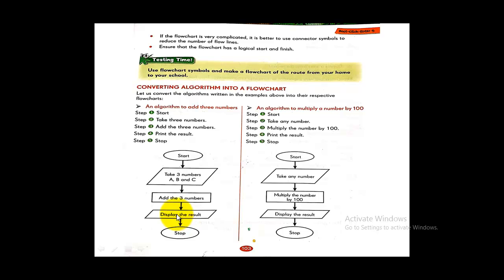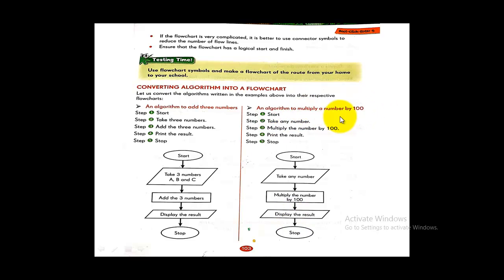Process is in a rectangle box, and we write start and stop. Now this is how we convert an algorithm to add three numbers into a flowchart like this. Now it's very easy. You can do this also. Now I'll explain this also.